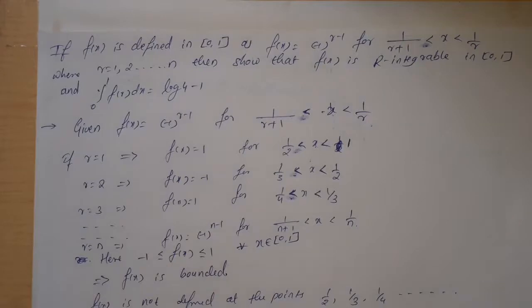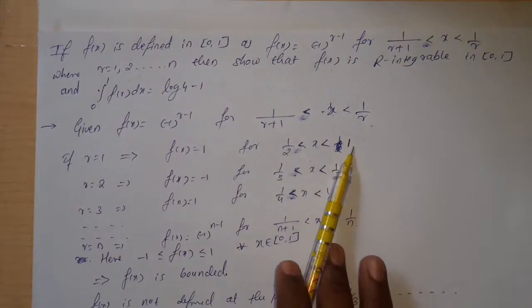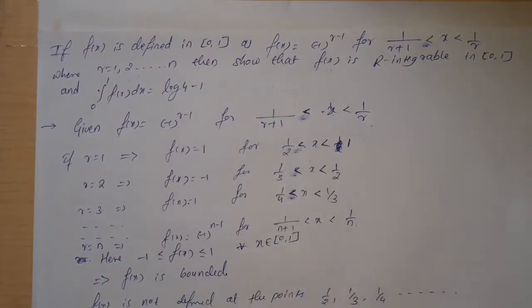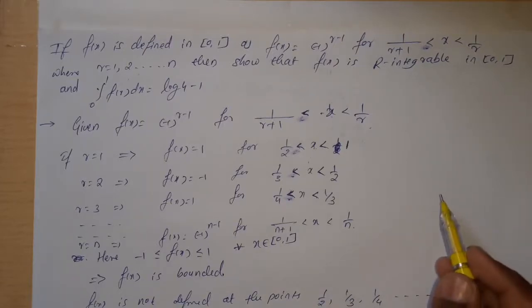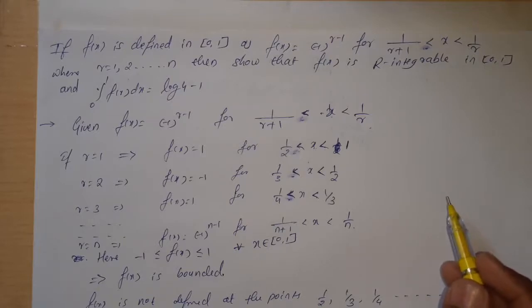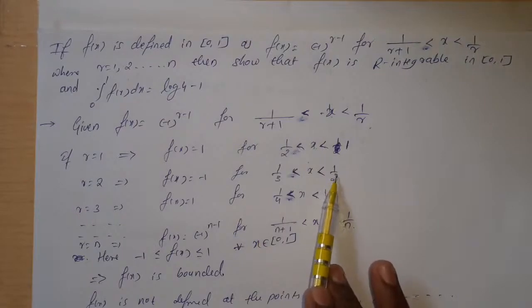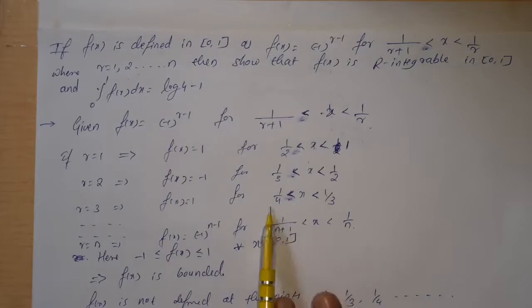The subintervals are 1 by 2 to 1, 1 by 3 to 1 by 2, 1 by 4 to 1 by 3, 1 by 5 to 1 by 4, and so on, 1 by n plus 1 to 1 by n. Therefore, delta 1 is the length of the first subinterval, that is equal to what? Upper limit minus lower limit. Second, delta 2, upper limit minus lower limit. Similarly delta 3, that is 1 by 3 minus 1 by 4, and so on up to n.